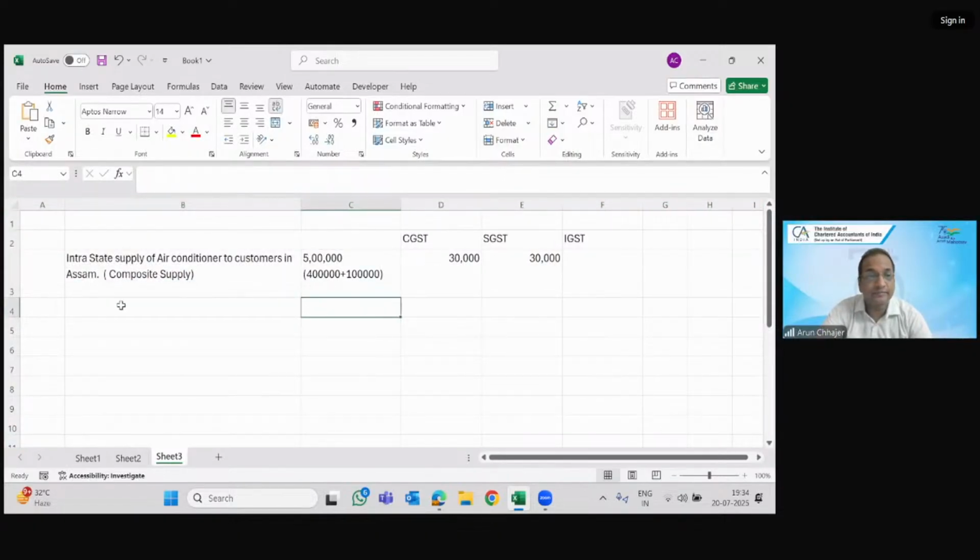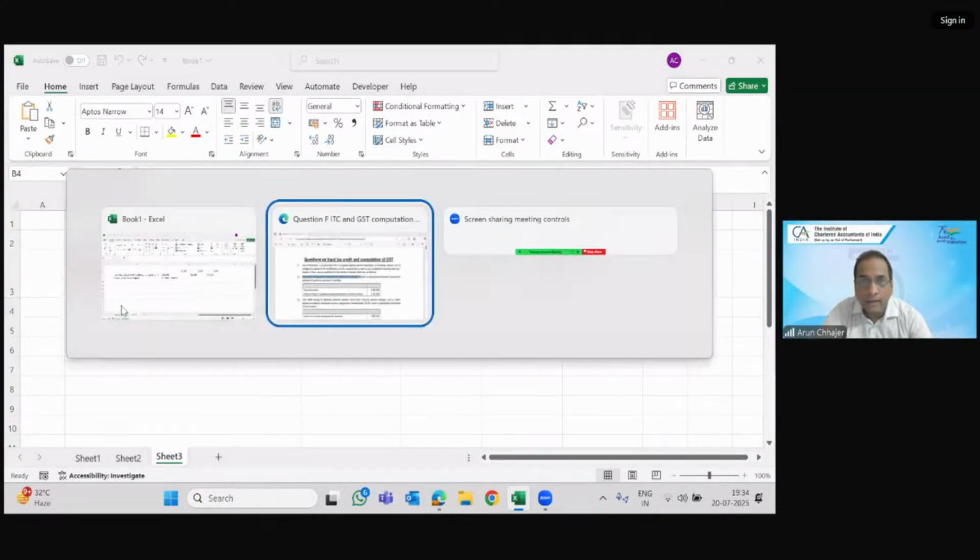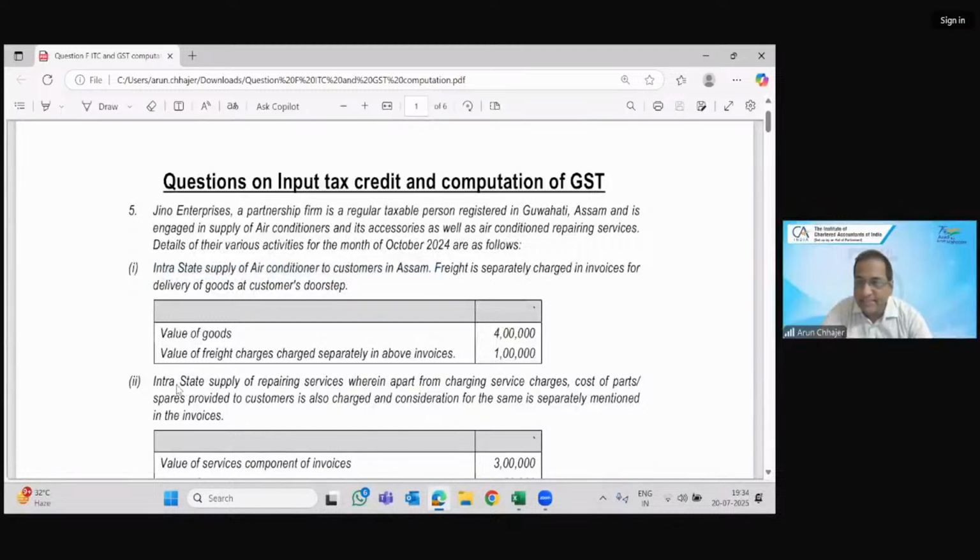Let's move further. Intrastate supply of repair services. Let me write over there.